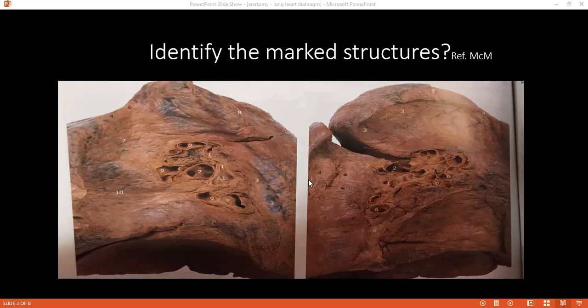Okay, what are the differences between right and left lung? We have 3 lobes in the right lung, divided by 2 fissures, oblique and transverse. On the left lung, we have only 2 lobes, superior and inferior, separated by the oblique fissure.